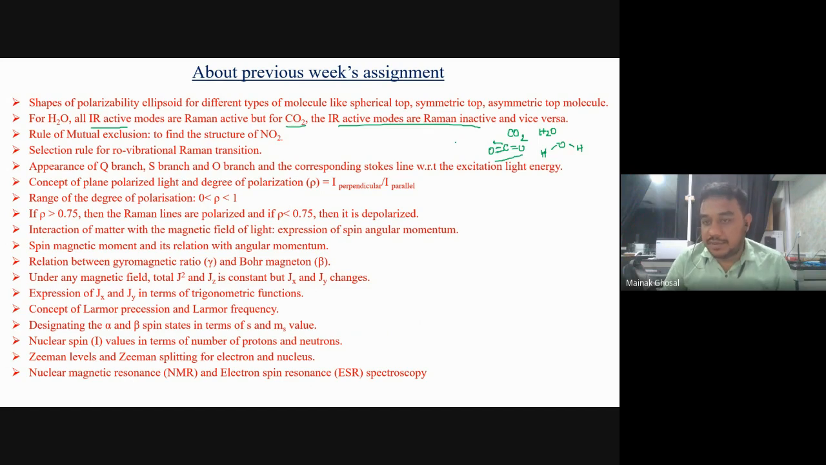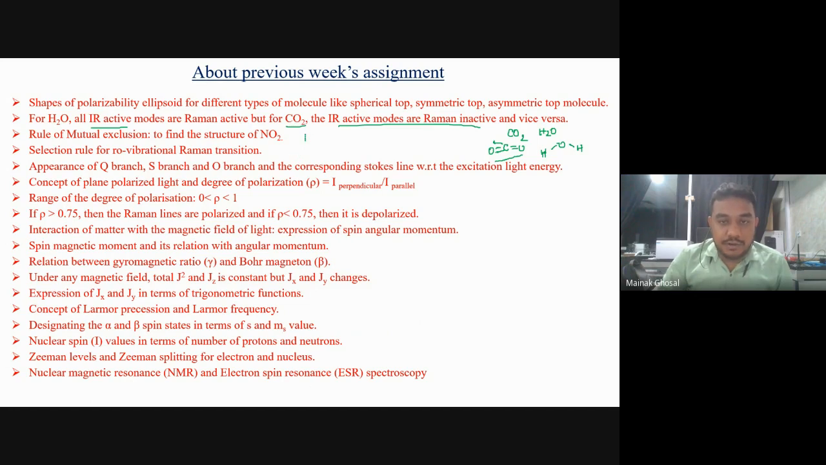There was some discussion about that. But in the case of water, you cannot see any kind of center of symmetry. That's why water will not show this rule of mutual exclusion. And from this rule of mutual exclusion, you can easily find out the structure of a molecule.